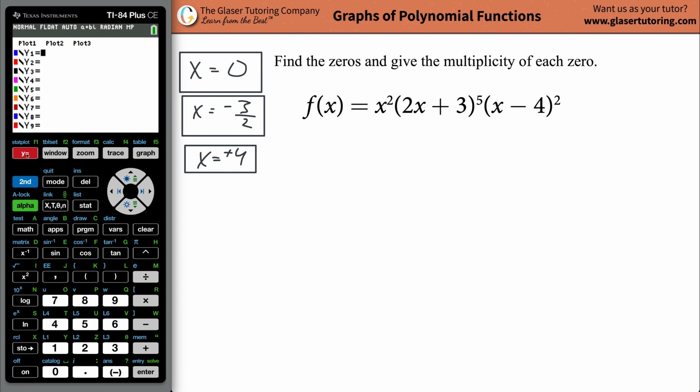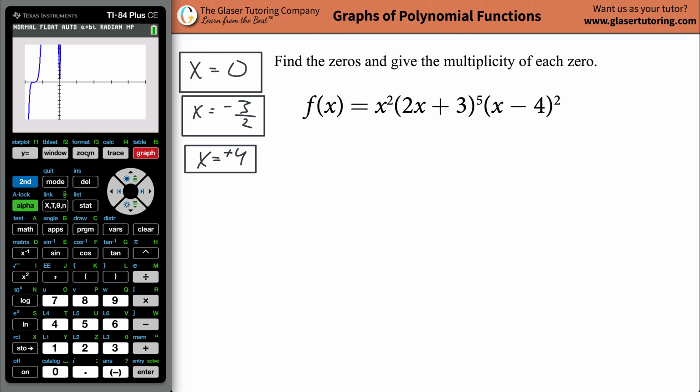So go to your calculator, go to y equals. Plug in x squared. Open parentheses, then this is going to be 2x plus 3, raised to the fifth. Hit the right arrow, bring it down, open the parentheses again, then it's going to be x minus 4. Where's the 4? There it is. And square it. Now hit graph.